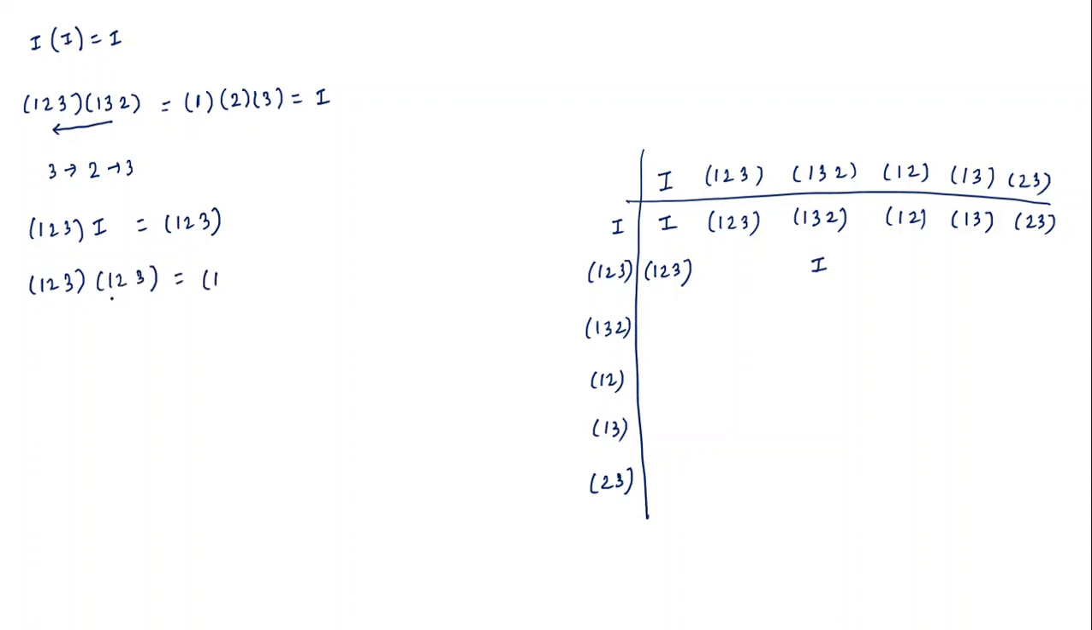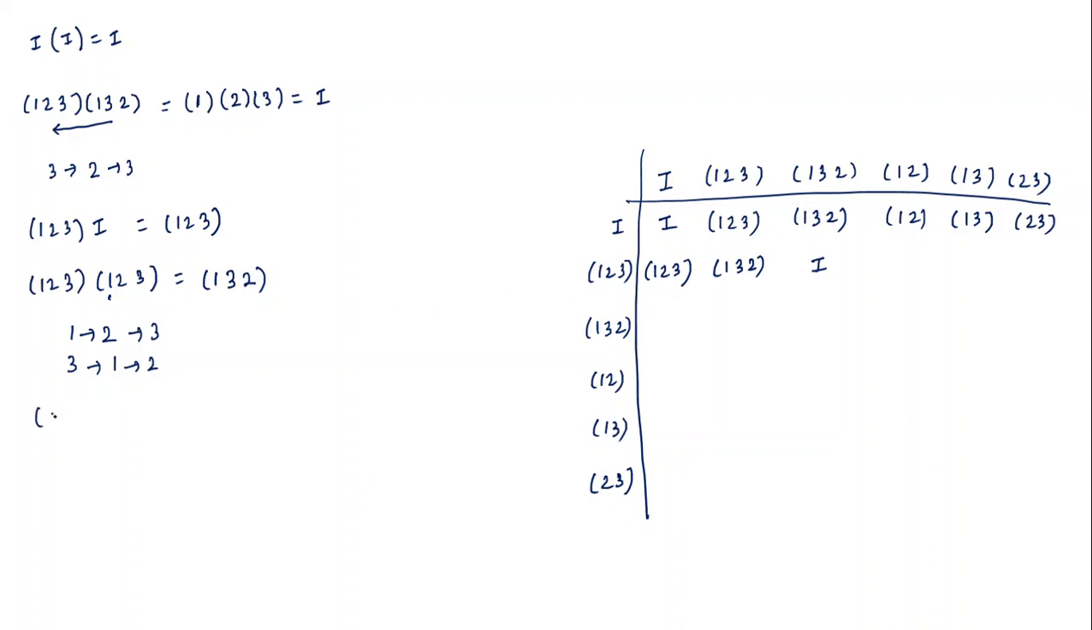Now see, 1 is mapped to 2 here and here 2 is mapped to 3. So the image of 1 is 3. Now let us see what is the image of 3. So 3 is mapped to 1 and 1 is mapped to 2. So the image of 3 is 2. So we are getting (1 3 2) here. Alright, so this is the next element.